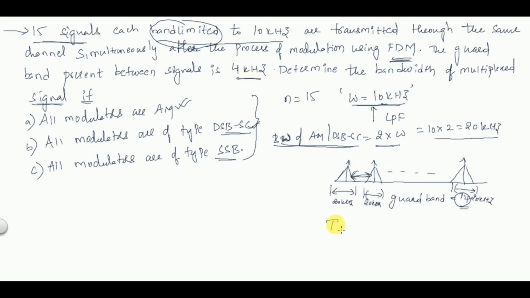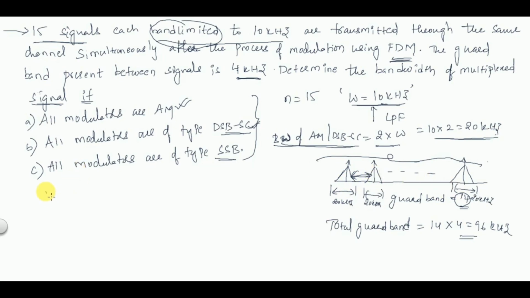So the total guard band present in the multiplexed signal spectrum: the total number is 14 and each guard band is 4 kilohertz. So 14 into 4 will make 56 kilohertz. Okay, so that is the guard band, and the bandwidth of each message signal is 20 kilohertz. How many signals are there? Totally 15 signals are there.